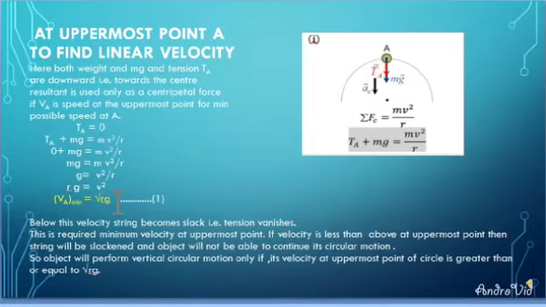If the velocity is less than this, what will happen? The string will slant and the object will not be able to continue its circular motion. So to perform vertical circular motion, the velocity at the uppermost point of the circle must be greater than or equal to square root of Rg. Below this velocity, the string becomes slack and tension will vanish. So this equation is very important: VA minimum is equal to square root of Rg.